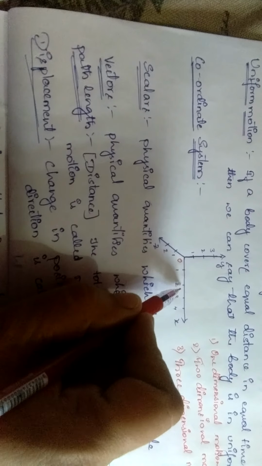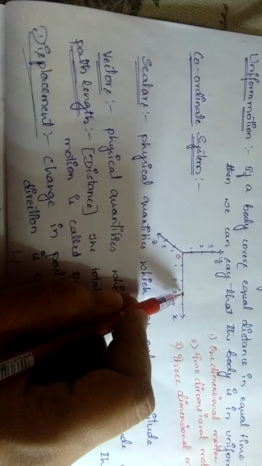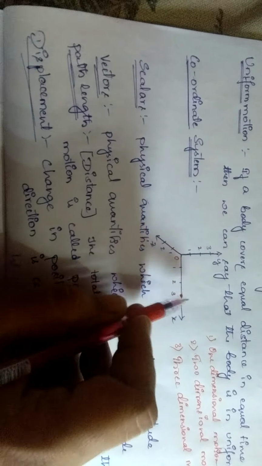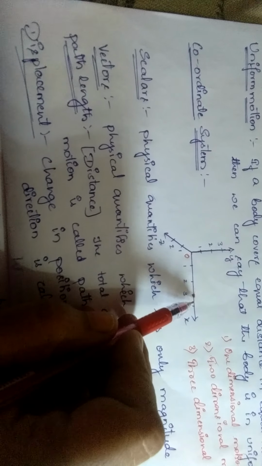If the object is located on the x axis at the point 3, it is one dimensional motion. Either we consider the x axis, y axis or z axis.